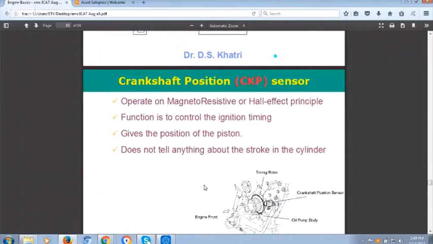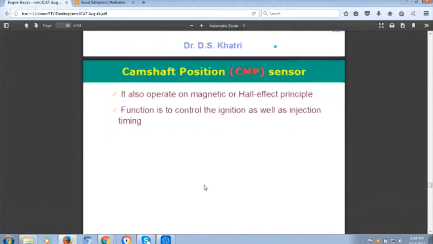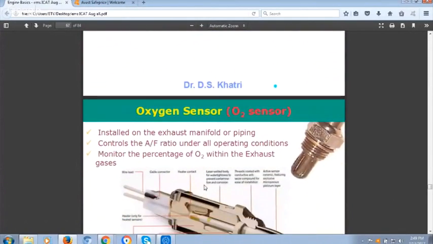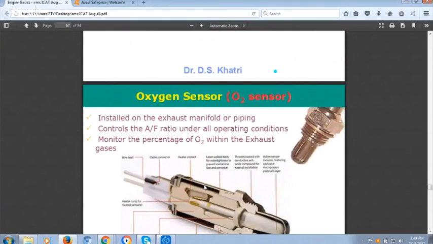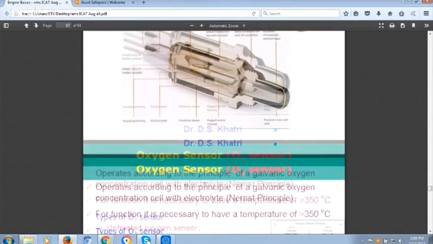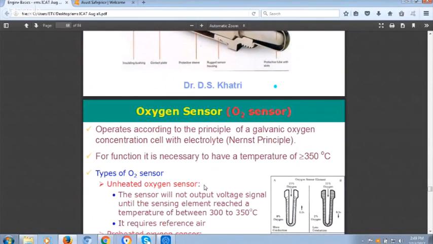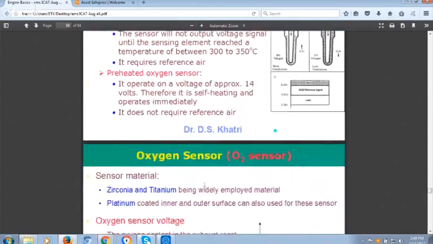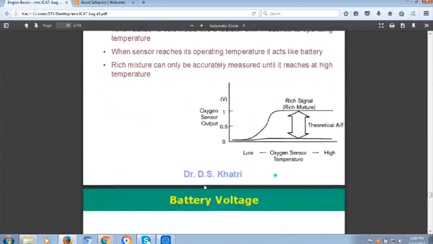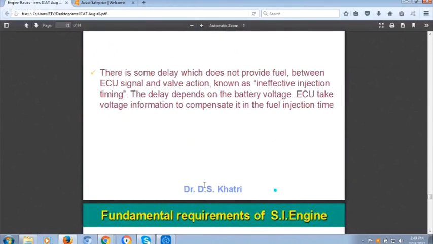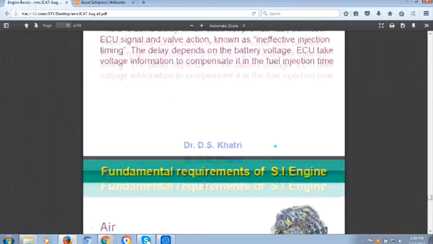Crank position sensor is a Hall effect sensor. When a tooth is coming, it cuts the pulses and gives a signal. Similarly, cam position sensor. Oxygen sensor is basically measuring the level of oxygen in the exhaust gases, and the principle is the Nernst principle. It measures the concentration of the oxygen. And then battery voltage, we are just getting the battery voltage, we are measuring it in the ECU.